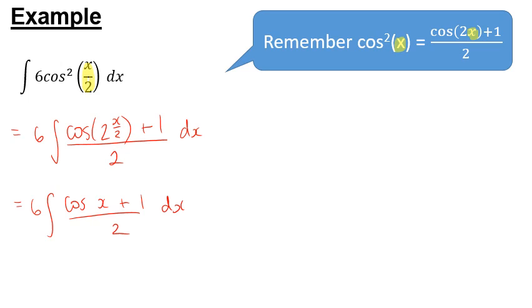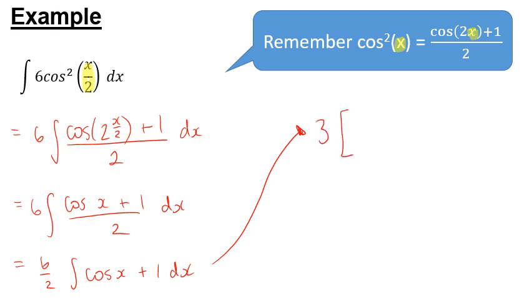Now I could take that half outside and make the integral look a little bit simpler. Then I could say, of course, 6 over 2 is the same as 3. When I integrate cos x, I get sin x. And when I integrate plus 1, I get plus 1x. So even though the original question had cos squared of x over 2, I was still able to use the formula from cos squared of x, but just instead of writing x's, I wrote x over 2's. When I multiplied the x over 2 by 2, it left me just with an x, which made it even easier to integrate.